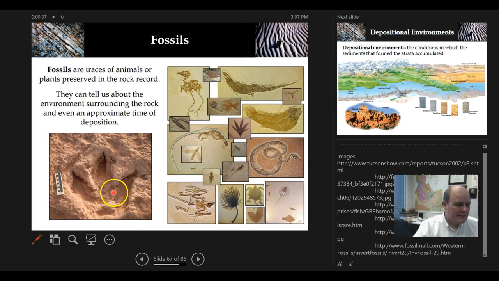Here's another one. This is a trace fossil of a dinosaur footprint, right? And this dinosaur footprint tells us that this organism was actually walking in some clay or some mud. And we can even understand the weight of this organism because of the composition of the soil and looking at how big this organism was and understand how heavy it was, right? Okay, maybe understand what kind of organism it was. So fossils can tell us a lot about the past based off of the remnants of what was left behind.